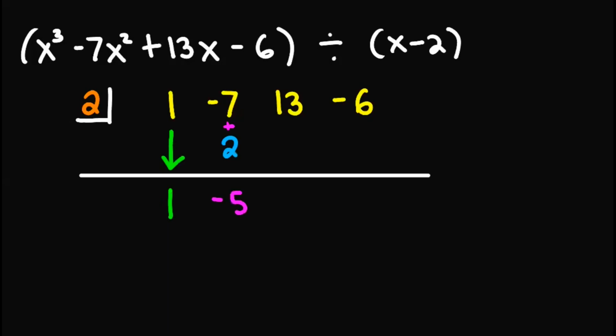Then we repeat this process until we arrive at the last number. So 2 times negative 5 will give us negative 10. 13 plus negative 10 will give us 3. Then lastly, 2 times 3 will give us 6. Negative 6 plus 6 will give us 0. So we have now obtained a series of numbers. From here, we note that this last number out here is the remainder.